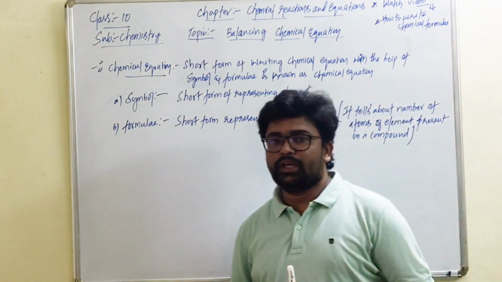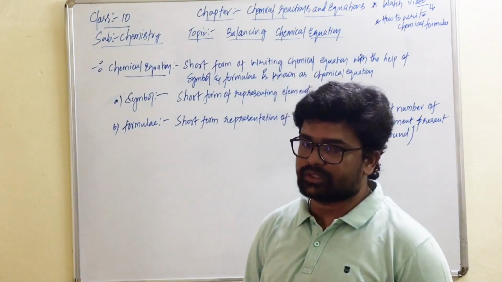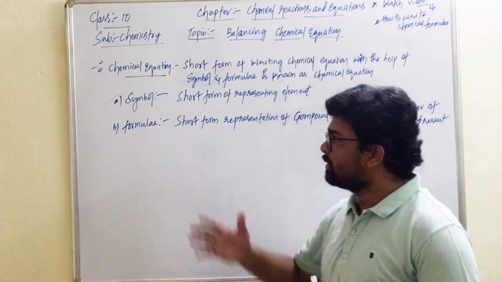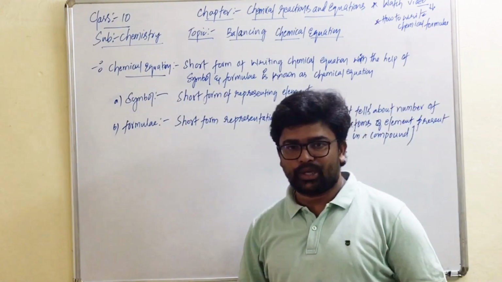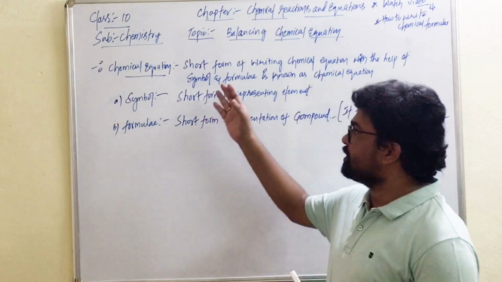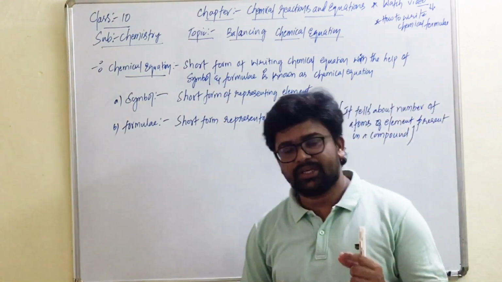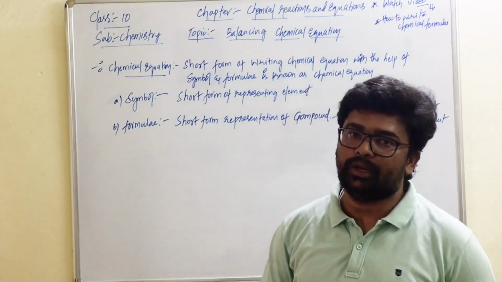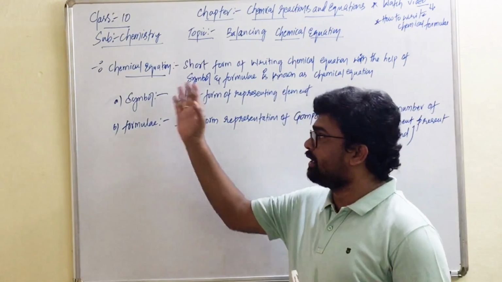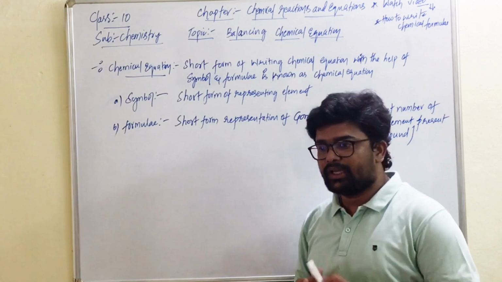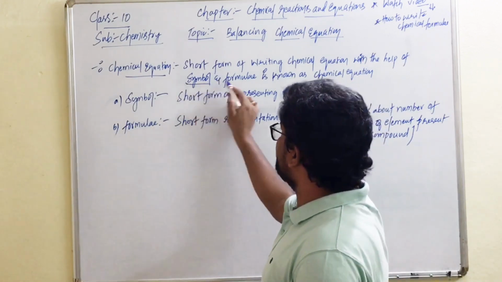Before we learn how to balance a chemical equation, let us learn a few points, like what actually a chemical equation is. A chemical equation is nothing but a short form representation of a chemical reaction in terms of symbols and formulae. So here we used the words symbol and formulae.